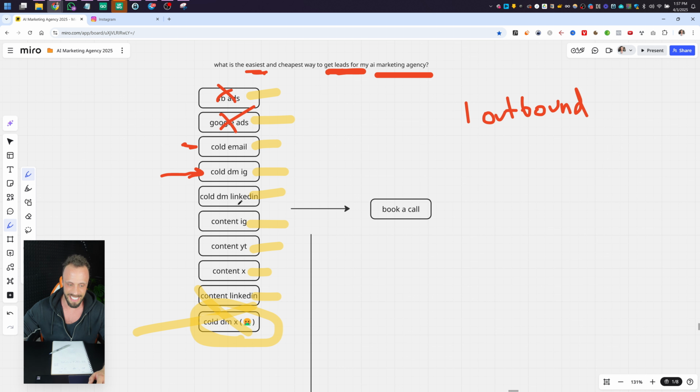So let's go to cold DM on LinkedIn. LinkedIn requires more setup than cold email and cold DM on Instagram. So that one's out for now. Content creation requires a lot of time and a lot of waiting. And it's not guaranteed that you're going to get anything out of it.